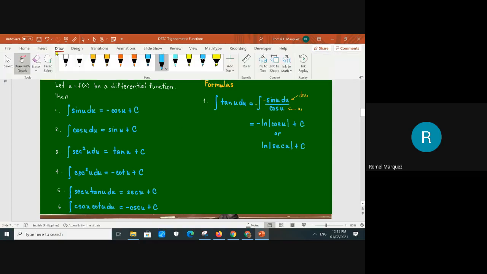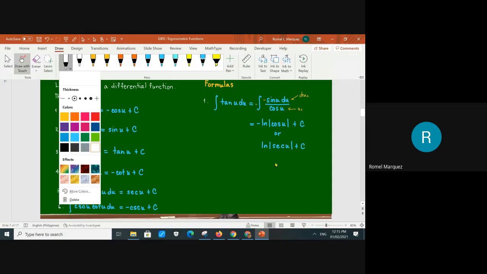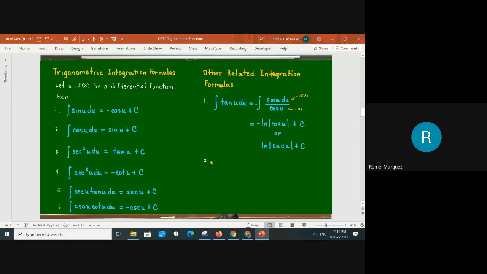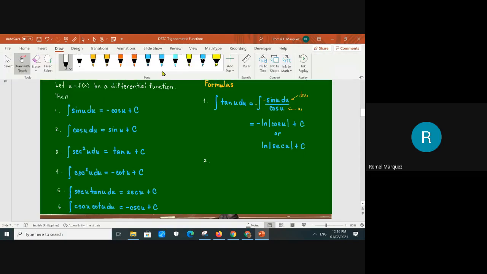So you have to remember that. You can choose any of the two. You can have negative ln cosine of u plus c or ln secant of u plus c. Any of the two, it's all right. You do not have to worry.